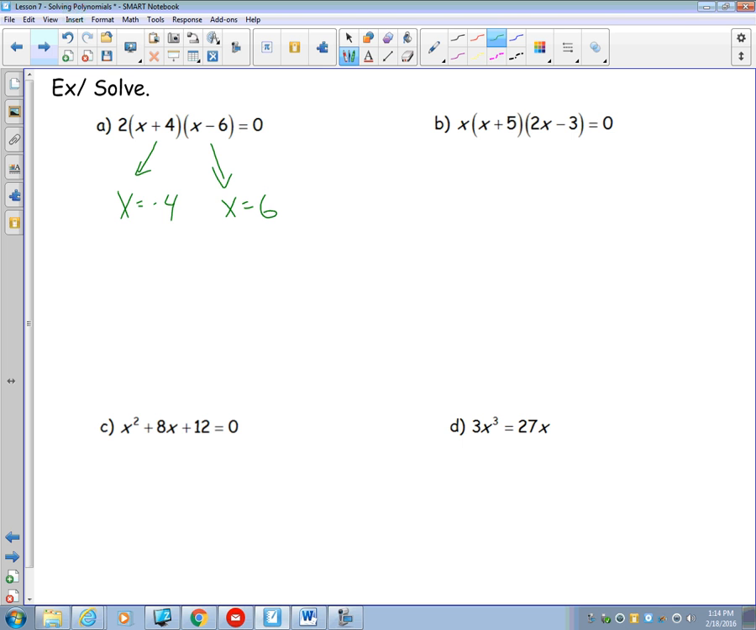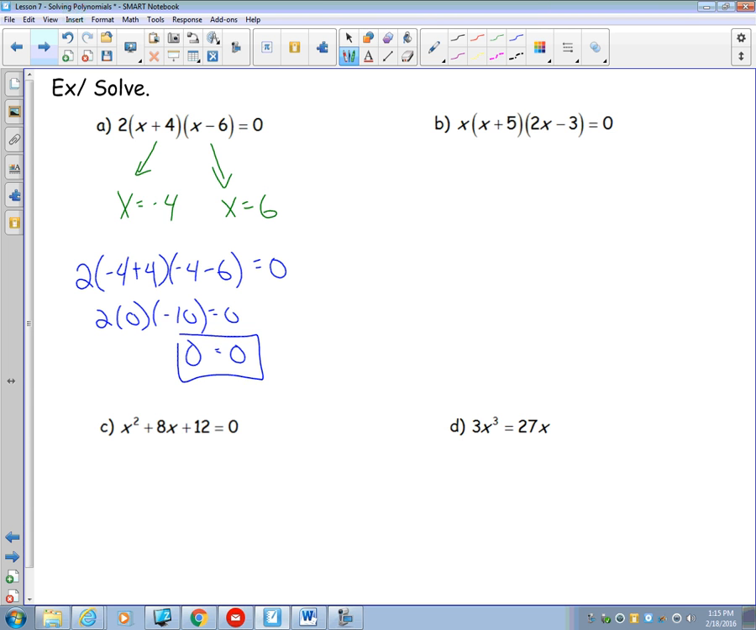We call them the zeros, but they're also the solutions, because if I were to put -4 back in the equation, for instance, -4 plus 4 and -4 minus 6, and I were to do the math on the left-hand side here, and I multiply all those things together, 2 times 0 times -10 is 0. Hey, I've figured out what makes this equal 0. This is true. 0 equals 0. So that must mean that -4 is the solution, which is just sort of a proof of how to find the solution.